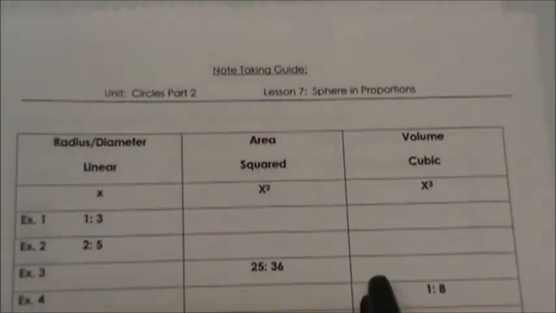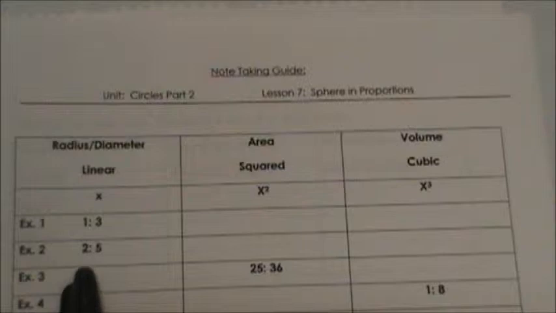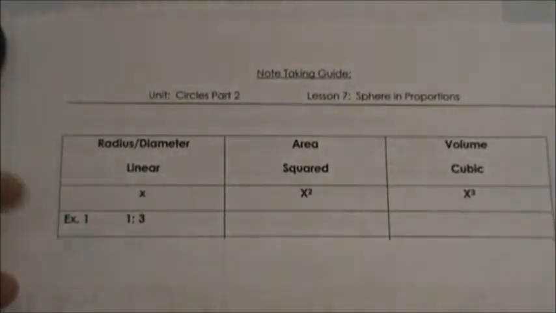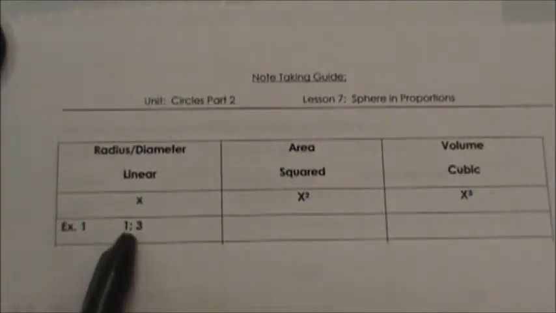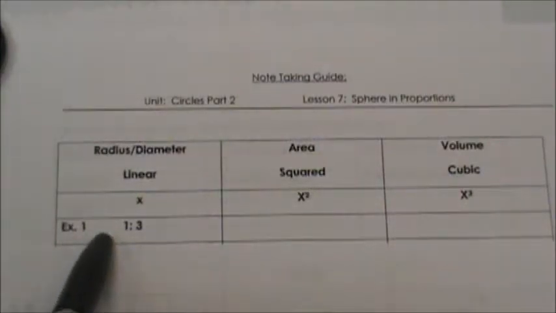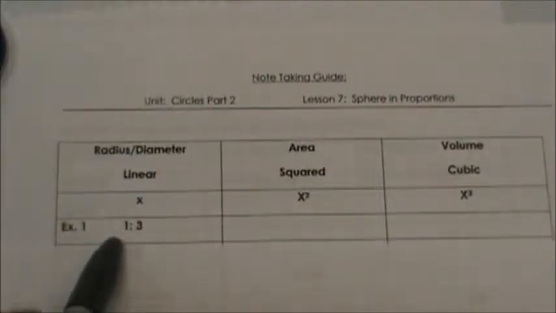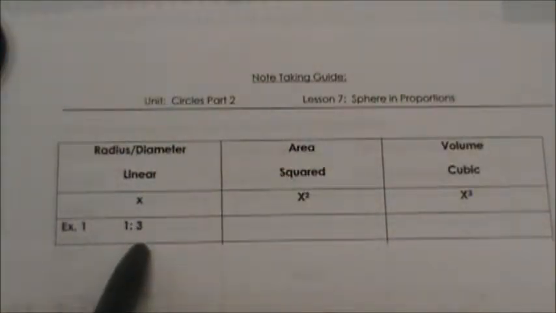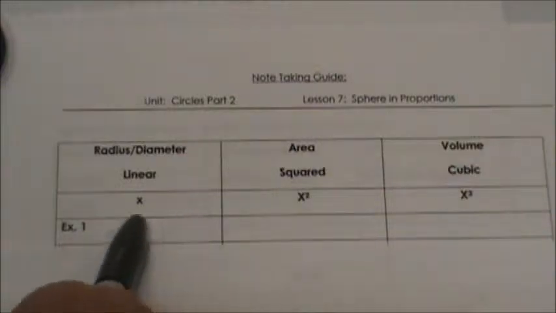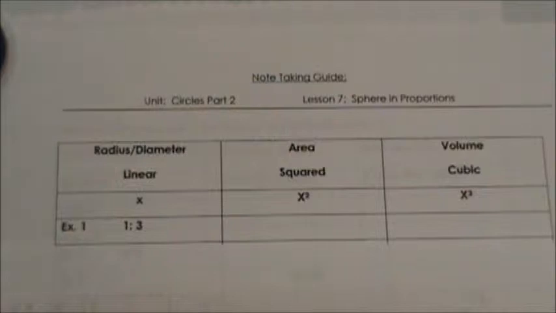Let's say that we have two spheres, and let me cover this part up so you can only see one at a time, but you should have it out anyway. We're looking at the one that has a 1 to 3 relationship. So we have two spheres, one that has a radius of 1 and one that has a radius of 3. What's going to happen to the ratio of the areas? Well, the areas are not going to be in a 1 to 3 ratio. We're going to take that ratio and square each part to find the ratio of the areas.